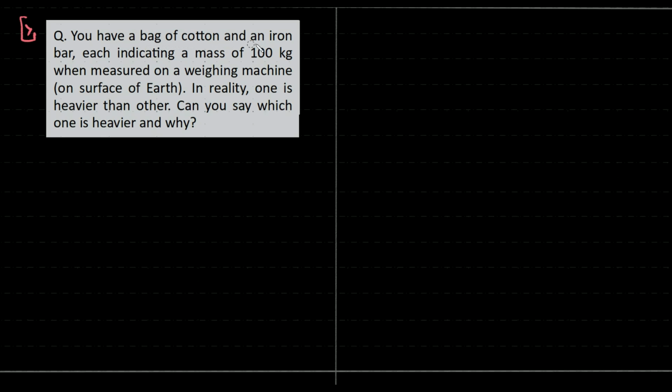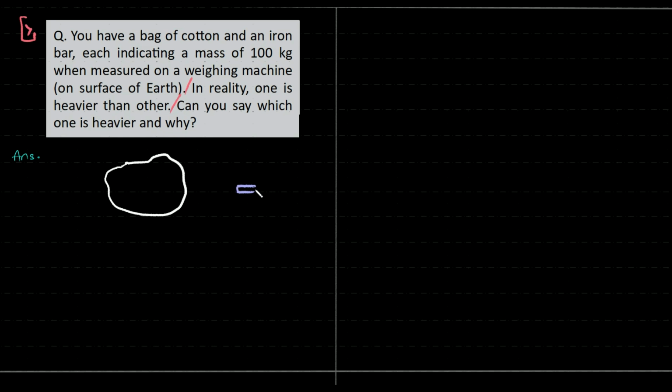You have a bag of cotton and an iron bar, each indicating a mass of 100 kg when measured on a weighing machine. In reality, one is heavier than the other. Can you say which one is heavier and why? It's a good technical question. If you guys have not done it in your MCQ questions, please pause and give it a try. I hope you guys have tried it.